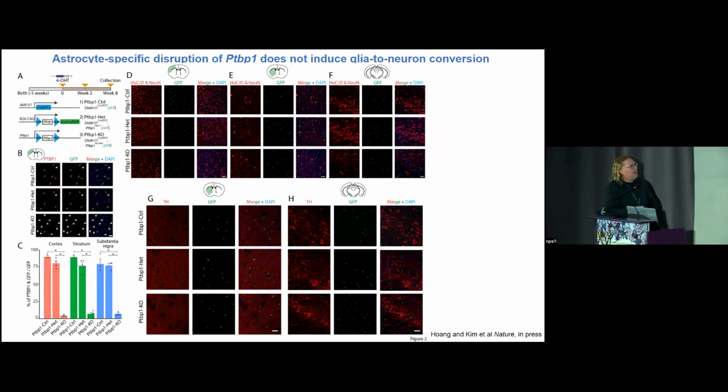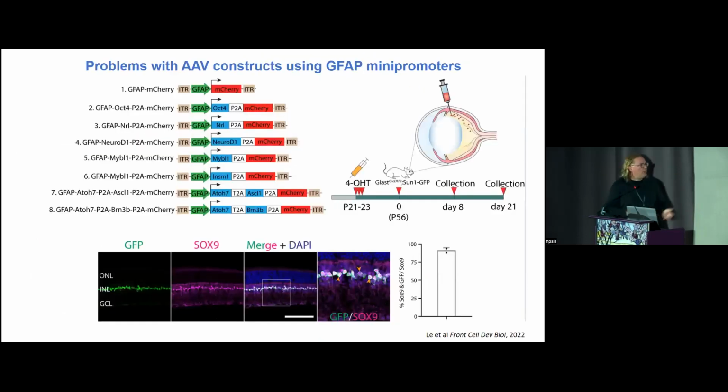We see again efficient loss of PTBP1 in astrocytes, but no conversion of glia to neurons, no loss of glial markers. We've profiled these cells using single-cell RNA-seq, and the changes in gene expression are very minor. So this isn't going to do it. PTBP1 is not what you want. So what's causing these problems?